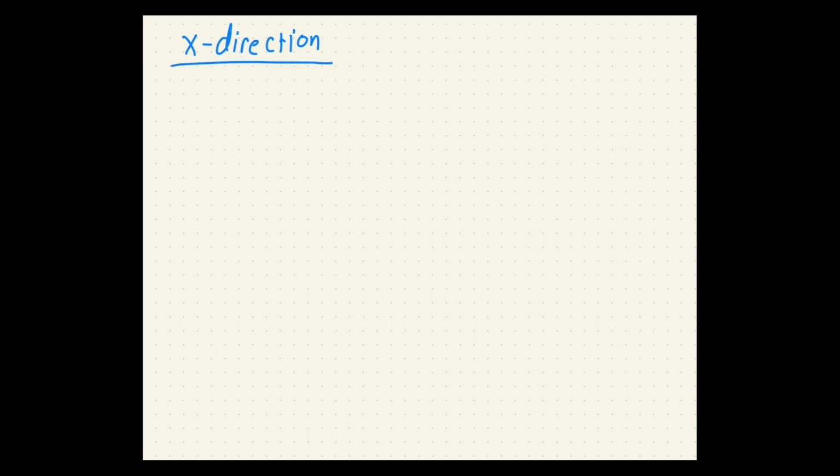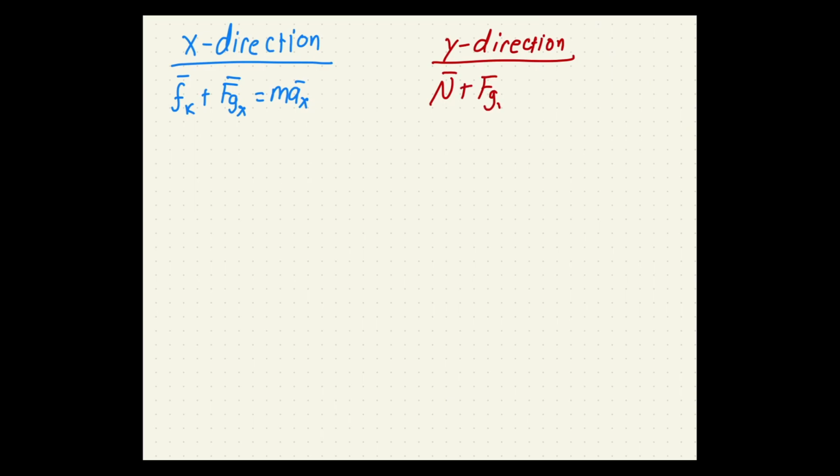And the equation we stopped with was that our friction force, F sub k vector, plus our gravity force in the x direction, FGX vector, is equal to m a sub x vector. And then we had y direction stuff right here. And what we got from that was that our normal force vector, N vector, plus our gravity component in the y direction, FGY vector, is equal to m a sub y vector.